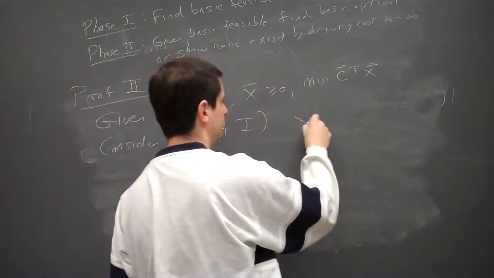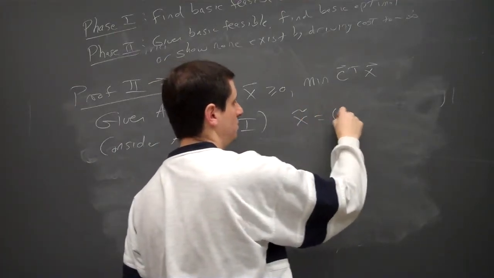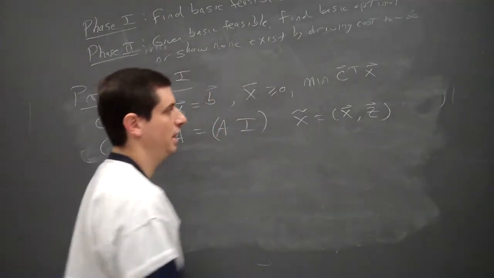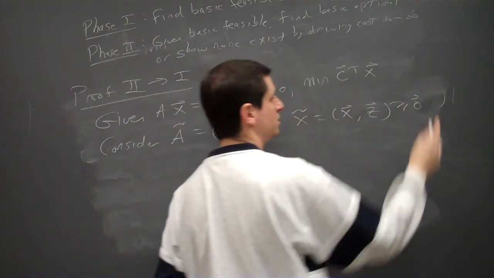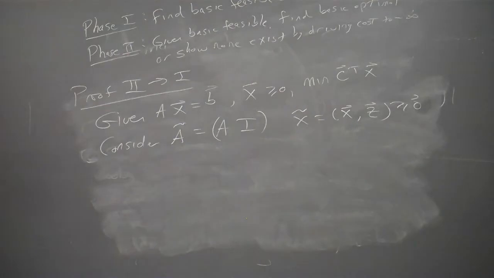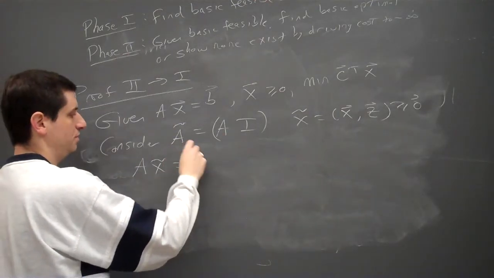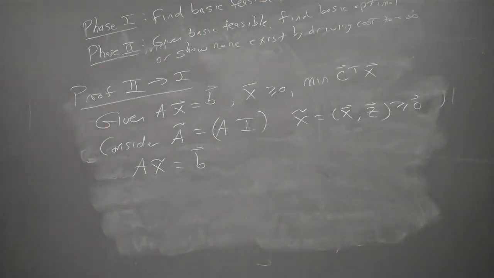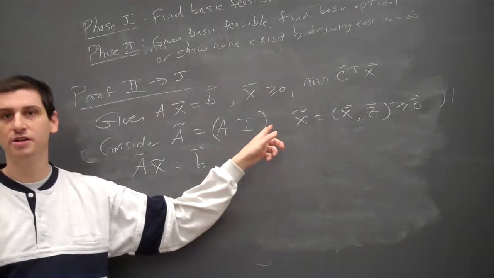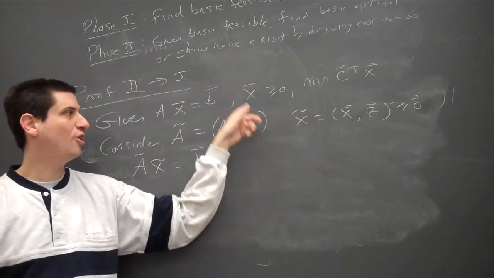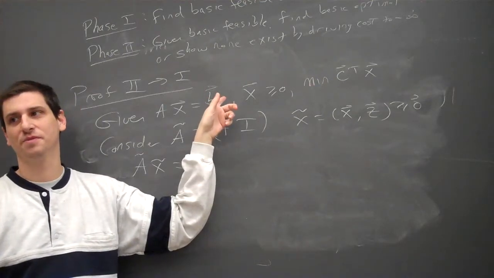And let's let x tilde be x, and then we'll add a vector z to it. And we'll still assume this is greater than or equal to 0. So I want to solve A tilde x tilde equals b. A tilde. So I've expanded the matrix. So I've basically added an identity matrix that has the same number of rows and columns as entries of b.